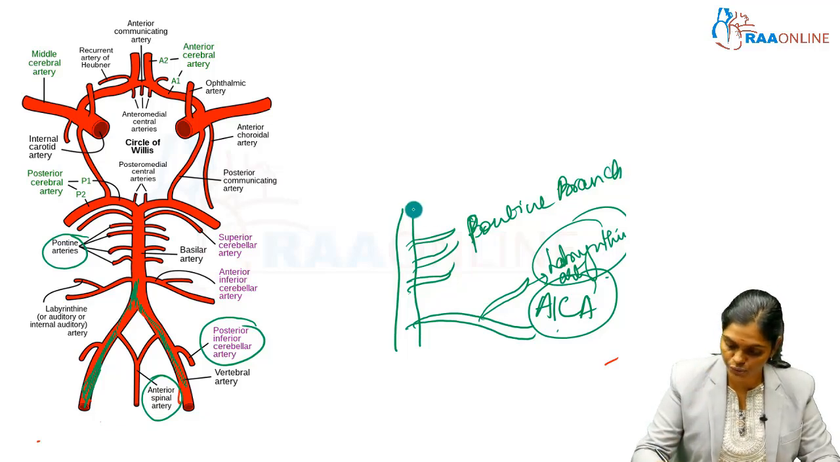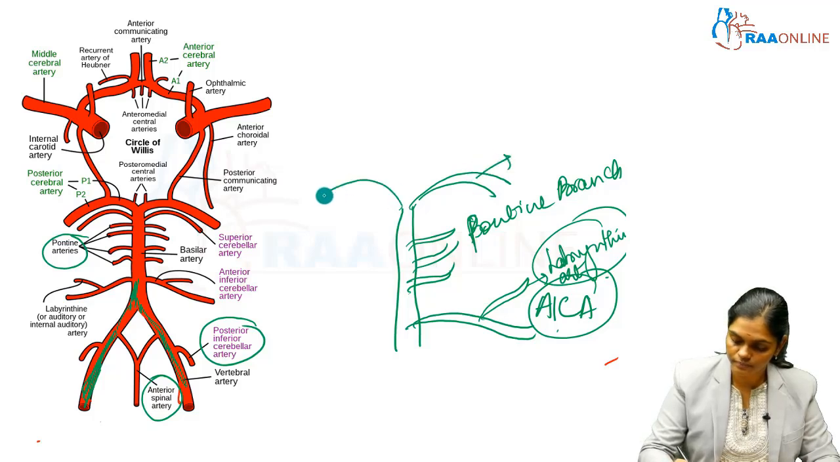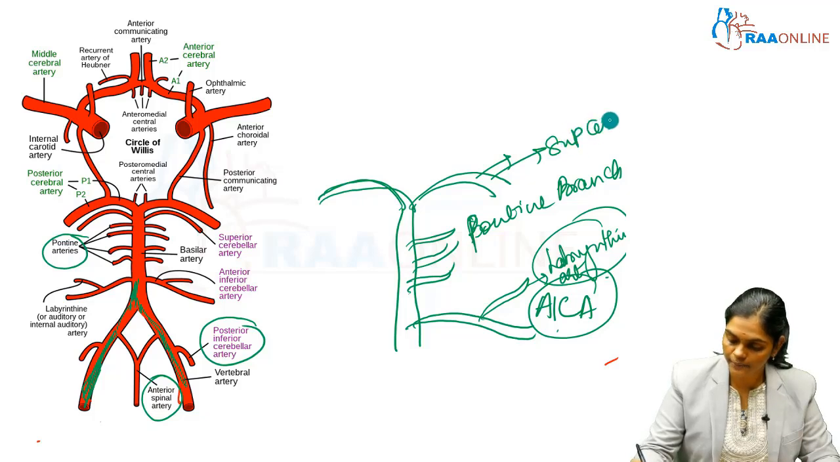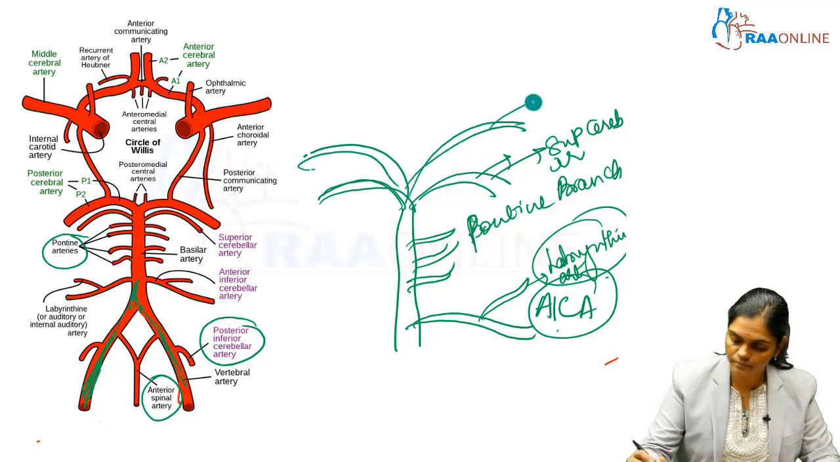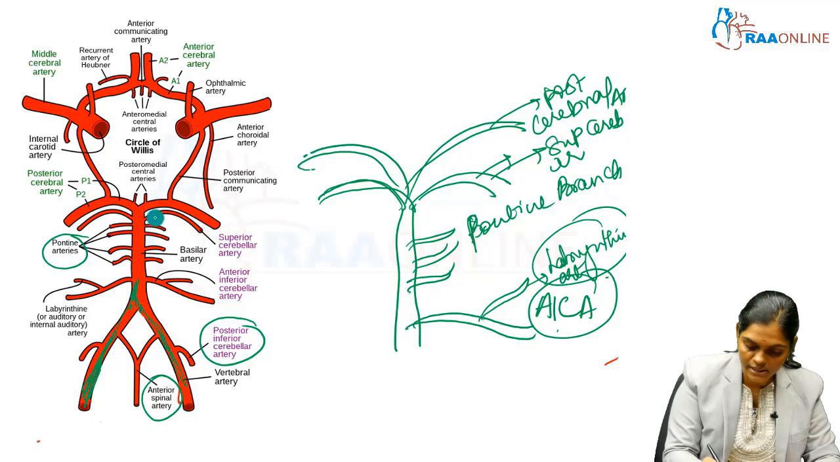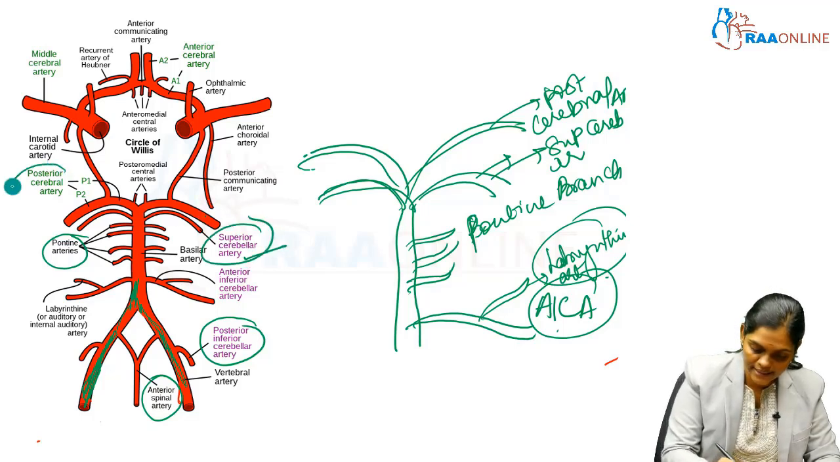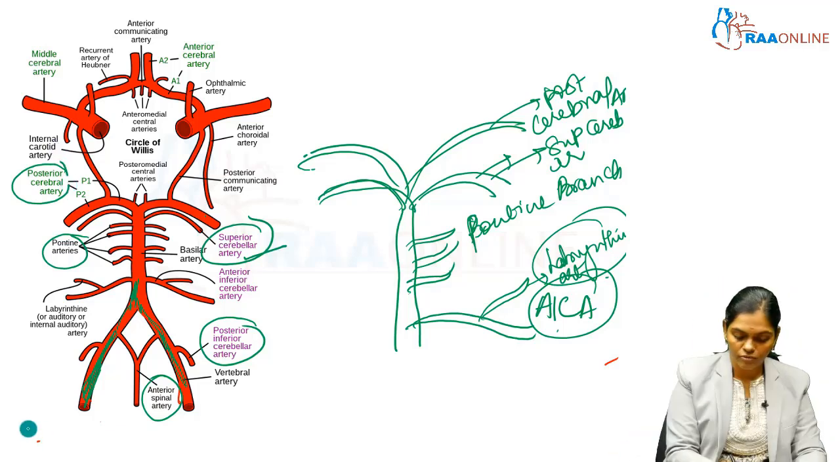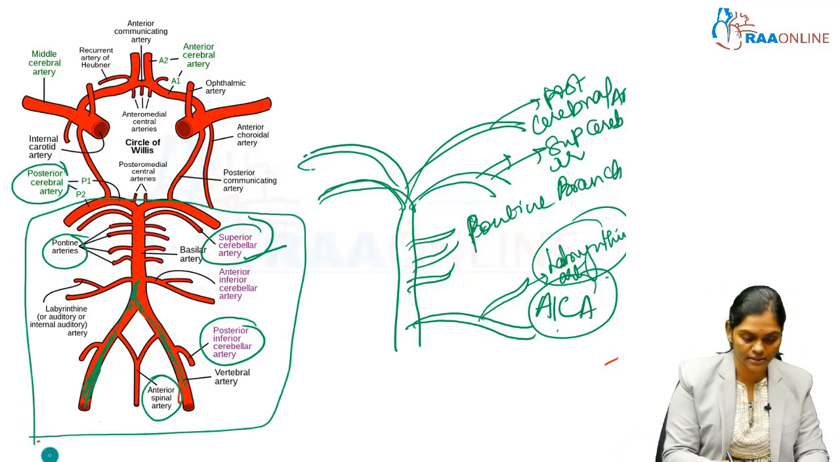It is going to end into the superior cerebellar artery and the posterior cerebral artery. So, this is the superior cerebellar artery and this is the posterior cerebral artery. I hope from this part to this part it's clear now for you.